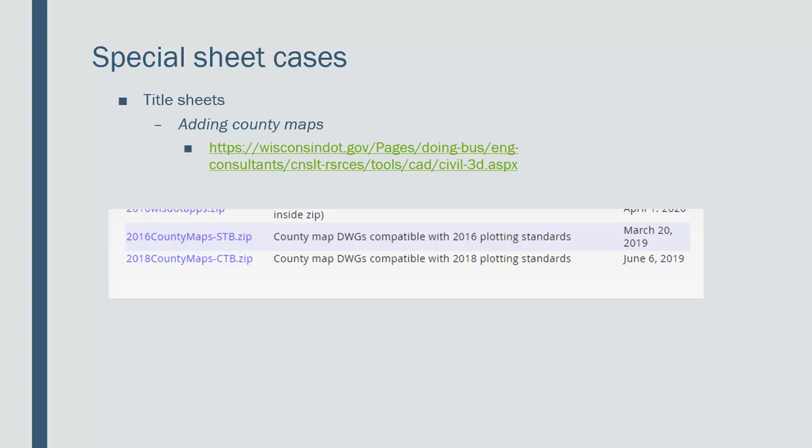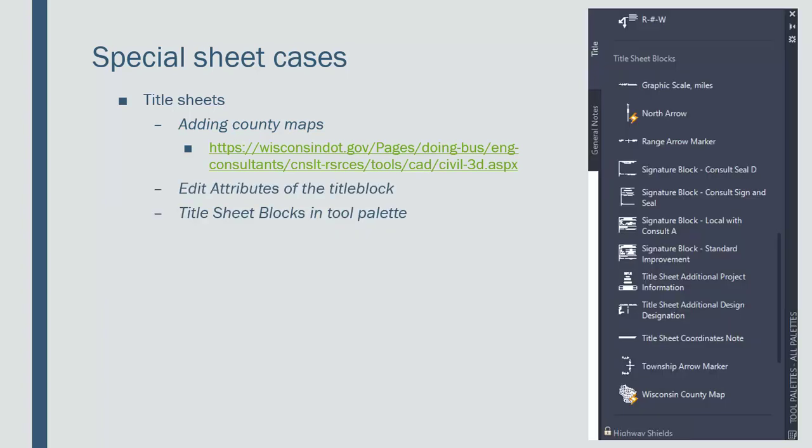Notice that that's an STB, which is a different type of file than the now 2018-2020 CTB file. So use the 2018 county maps CTB file. You will XREF that into the file, turn a whole bunch of things off that aren't needed, but it's a great way to place in county maps in the title sheets.